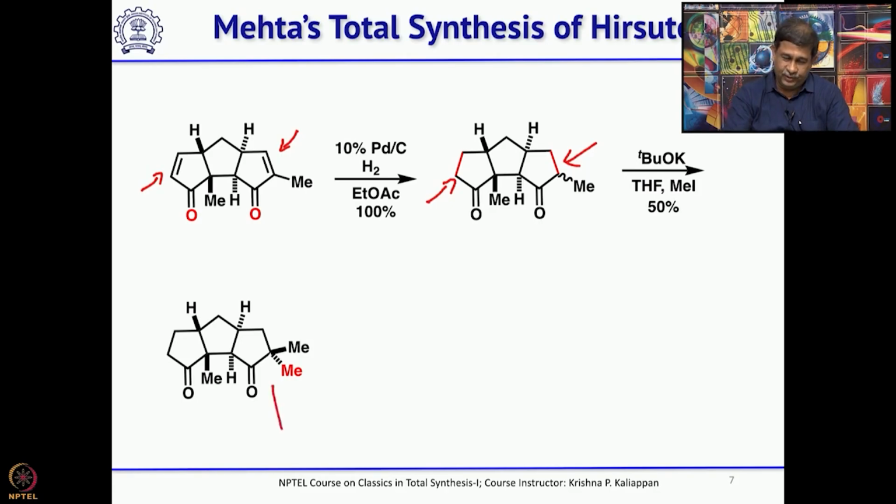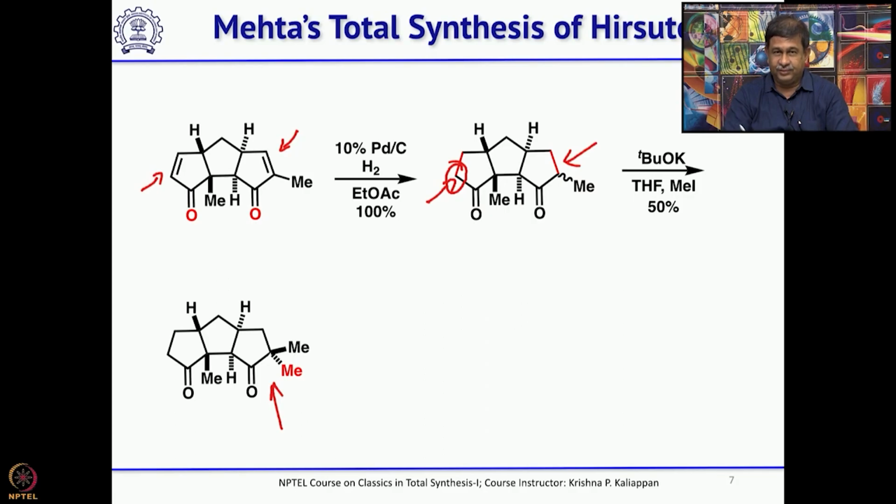So he could introduce one more methyl to get the gem dimethyl group, but he got only 50% yield, which is understandable because one can also methylate at this carbon. Nevertheless, you could successfully isolate 50% of the required product where you have the gem dimethyl group.